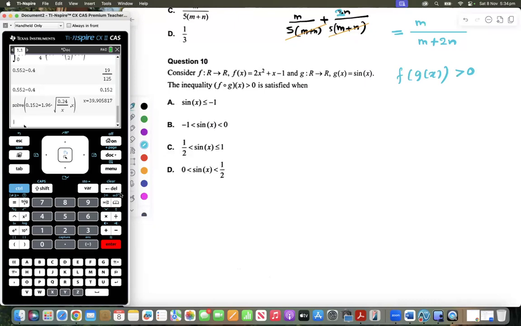My g is sine x. So f of g of x is equal to 2 times g of x squared plus g of x minus 1. That's the function. You're supposed to get the positive value, if you get a quadratic function, right?